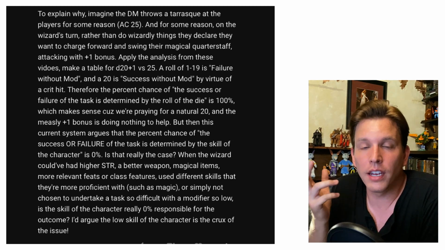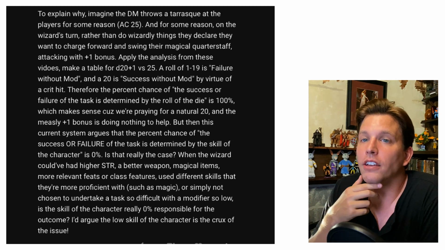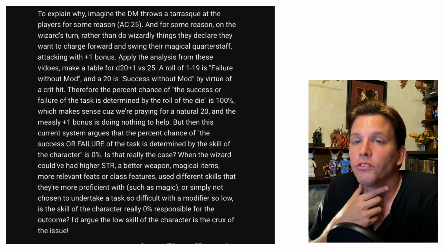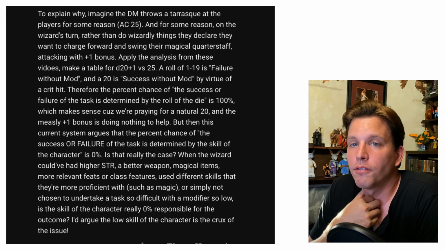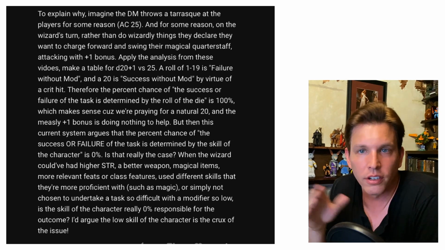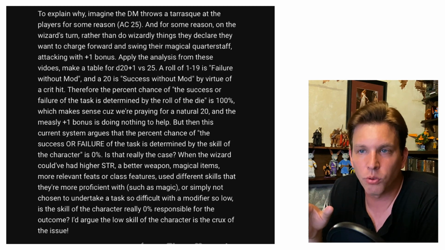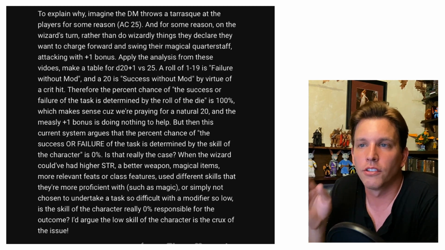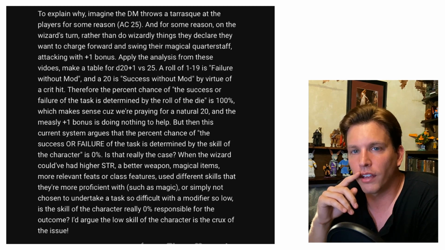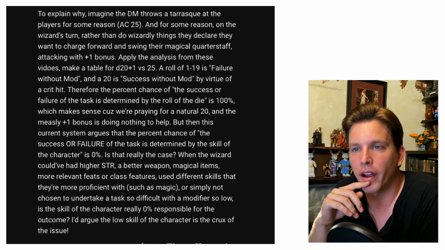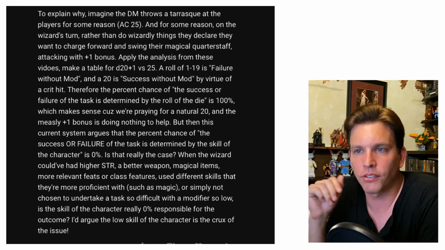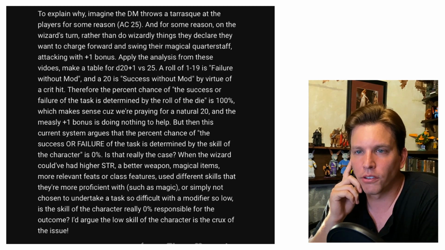"A roll of 1 to 19 is failure without modification," yes, "and a 20 is success without modification by virtue of a critical hit." So yes, that's interesting: if a roll of a 20 is always going to hit, regardless of the other modifications, then a roll of a 20 would be success without modification just because we have had a critical hit. "Therefore, the percent chance of the success or failure of the task determined by the roll of the die is 100%," which makes sense because we're praying for a natural 20. Yes, I agree. "And the measly +1 bonus is doing nothing to help."